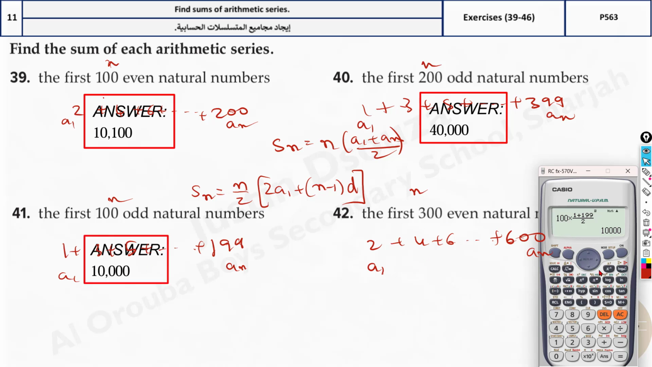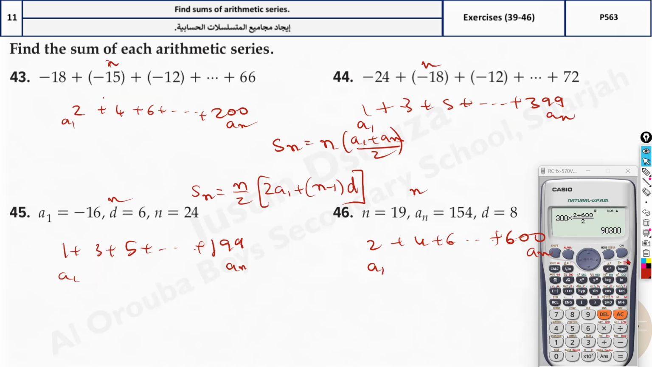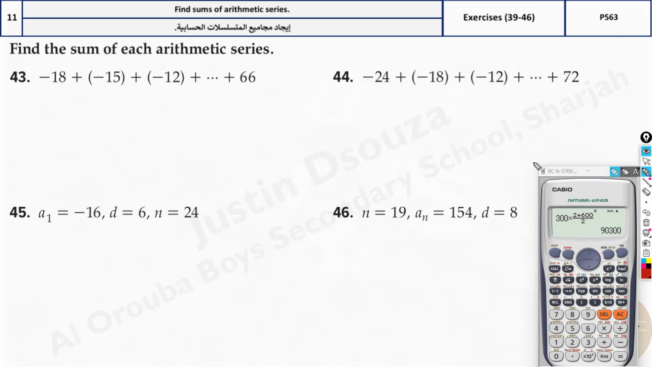And lastly, what if it's 300? So you just change this and make 600 the last term. And now how many terms are there? That is very important. It's 300, not 100. And what is the first term? Everything needs to be changed, and that is the answer, 90,300. Similarly, you can solve these problems.